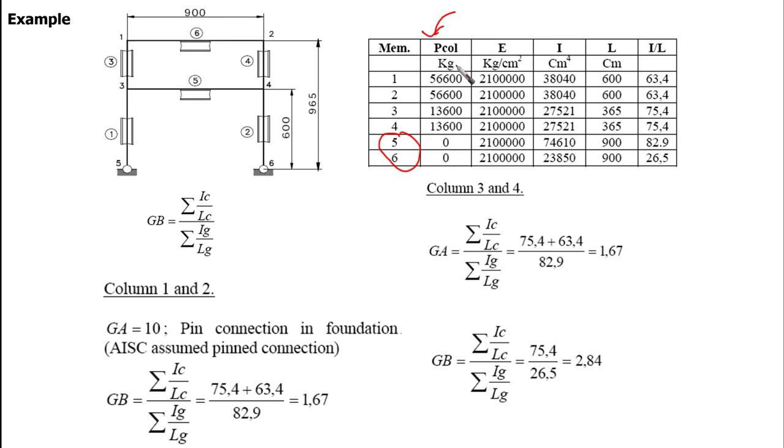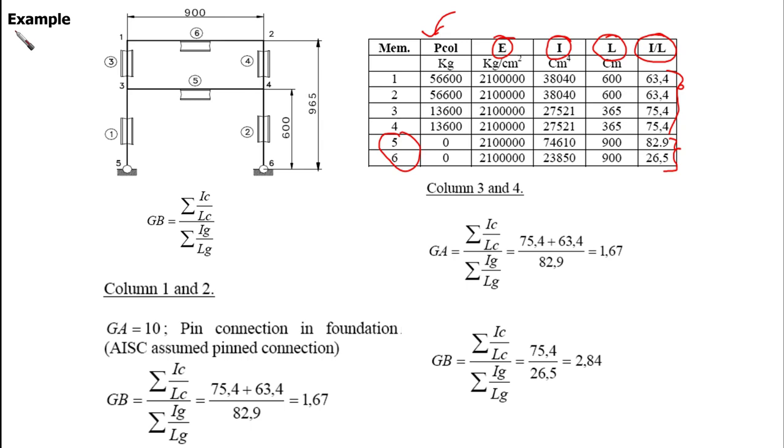We do not need any forces here to be calculated. The Young's modulus is given for us. I we need to calculate, or we can obtain it from the tables. L is given for us for each element or each member, and then we are going to calculate I over L, whether it is for columns or for girders. Okay, so we can put it in this easy way.